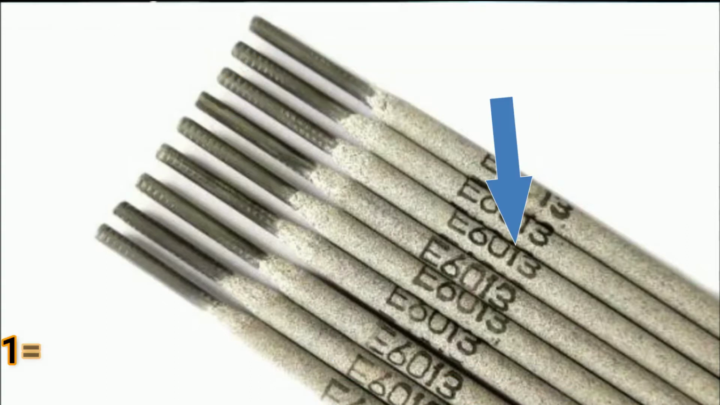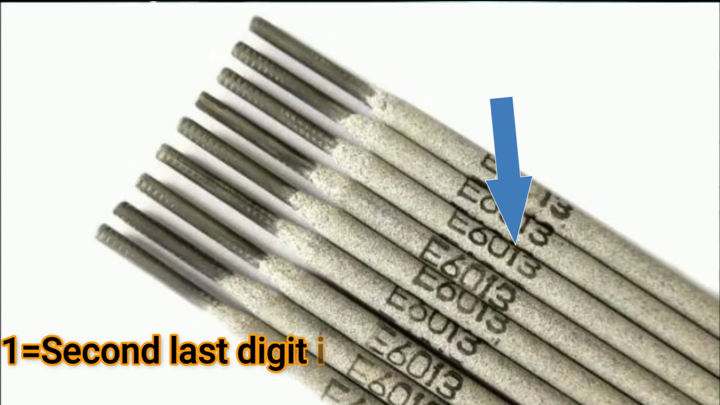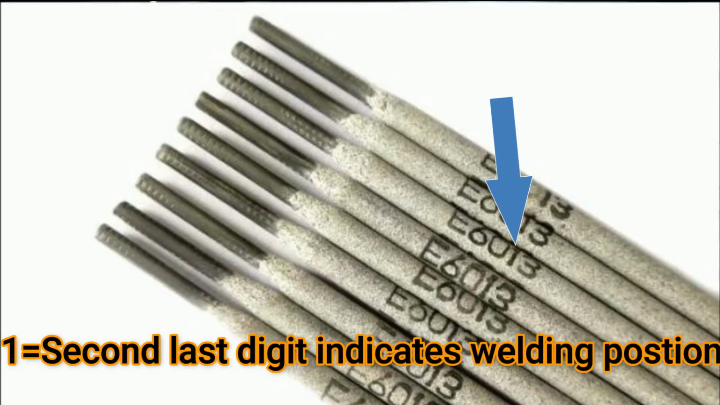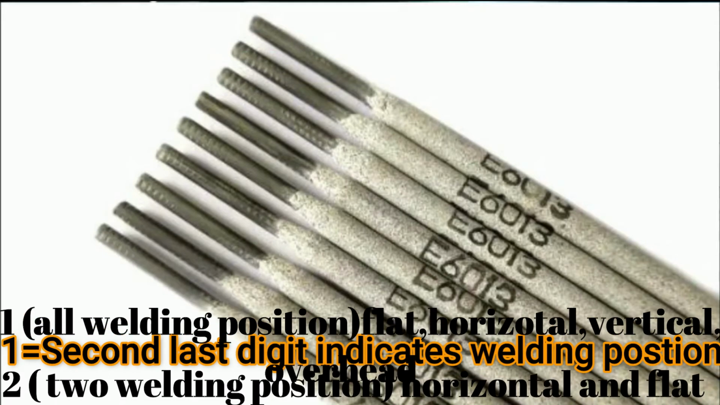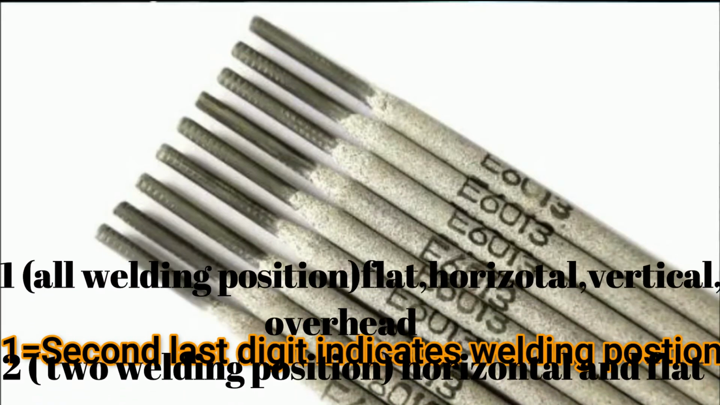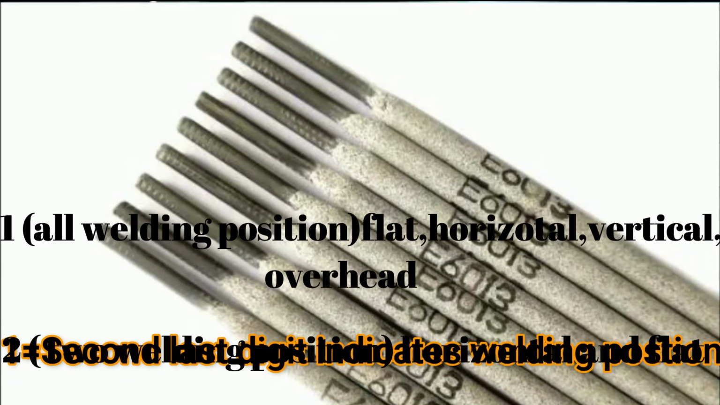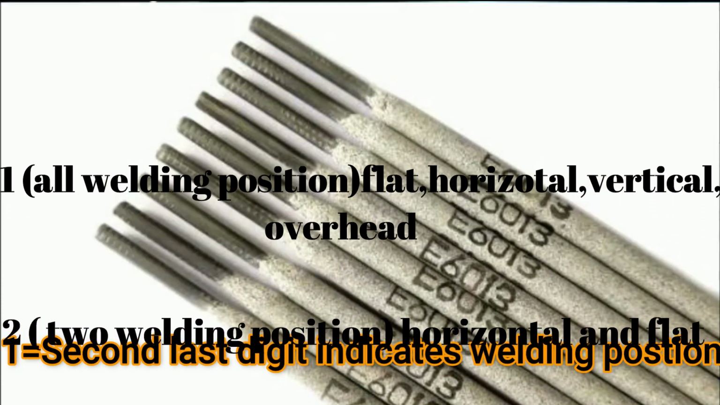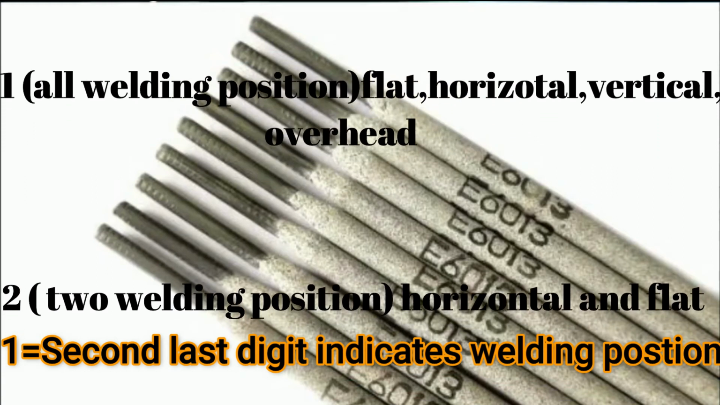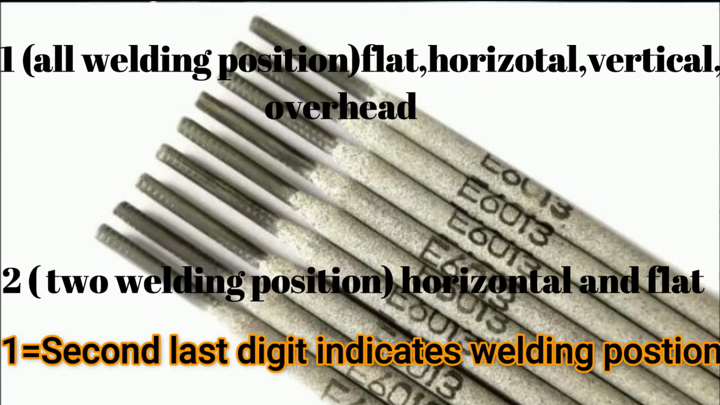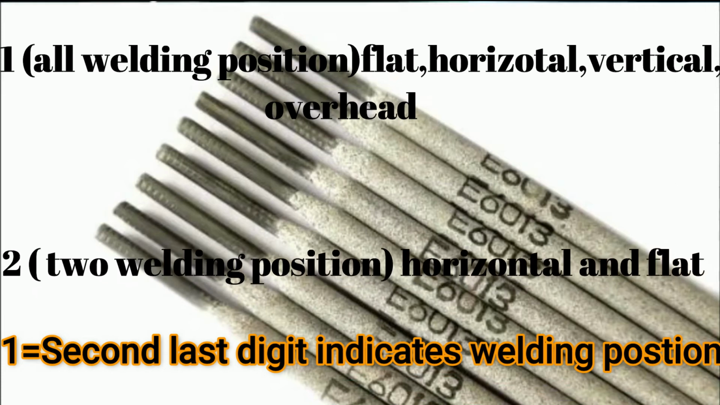Now, the second last digit, which you all can see, indicates weld position. Out here you all can see the second last digit is 1, which means this electrode can be used in all positions, that includes flat, horizontal, vertical and overhead.